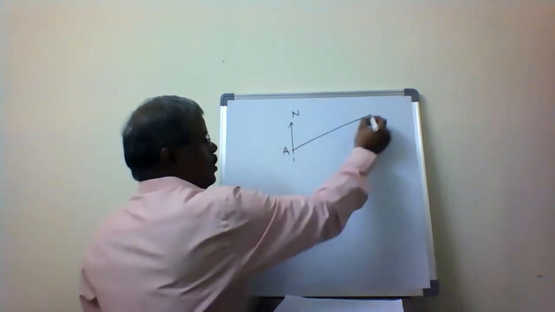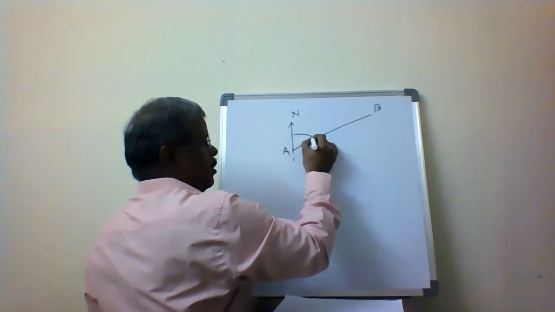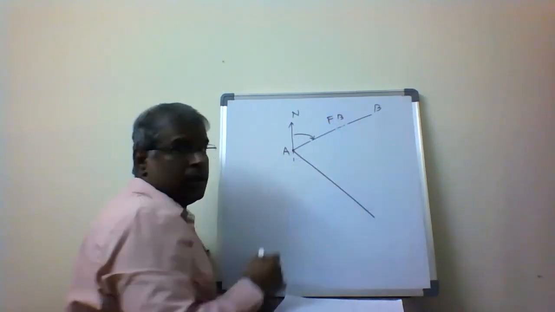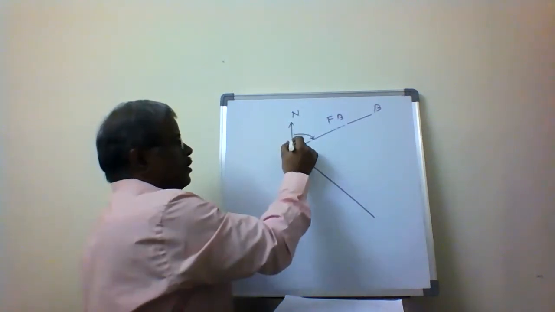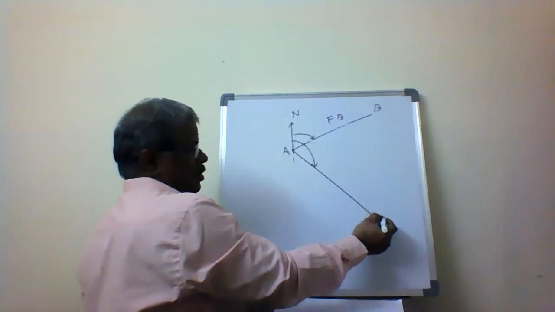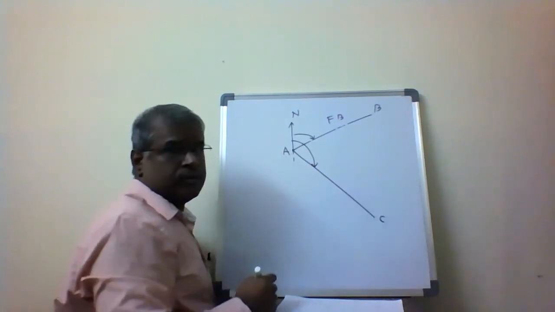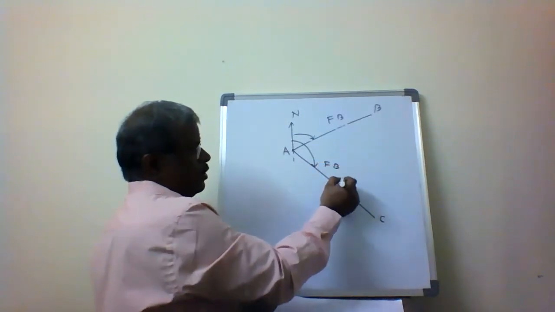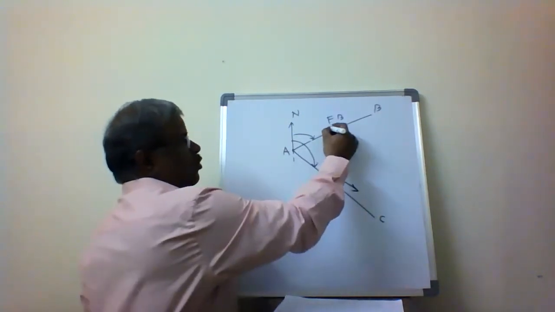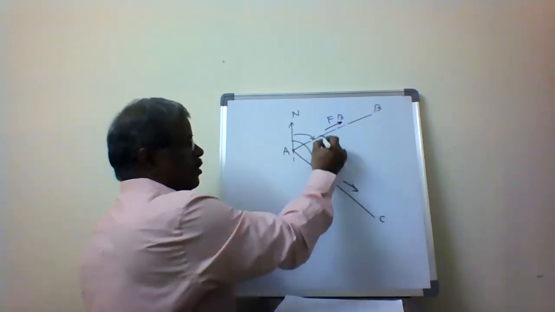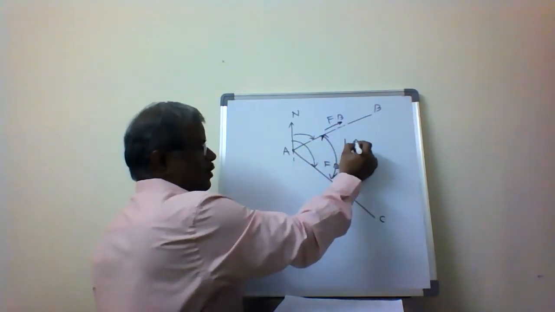This is the forward bearing A to B, and this is the forward bearing A to C. So this is the forward bearing A to C, and this is the forward bearing A to B. Now I have to calculate what the angle A is.